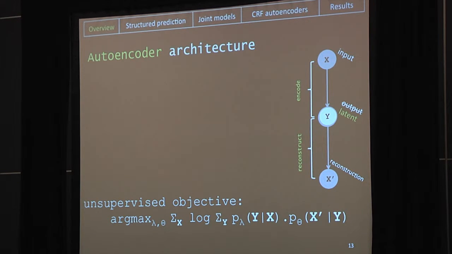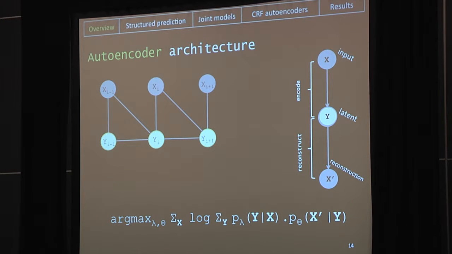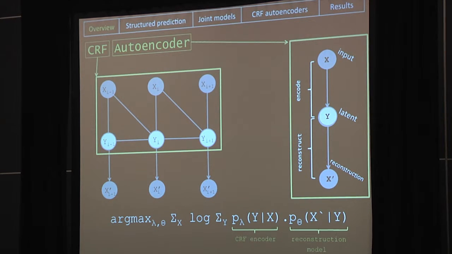So from now on, I'll be calling the first part of the model, y given x, the encoding part, x prime given y the reconstruction part, and I'll be calling y the latent variable or the hidden layer. As a concrete example, let's start with the CRF that we looked at before. And then we will make every label regenerate a copy of the observation at the same position. Hence the name CRF autoencoders. Basically, it's an autoencoder that uses a conditional random field as its encoding model and some other model for reconstruction.